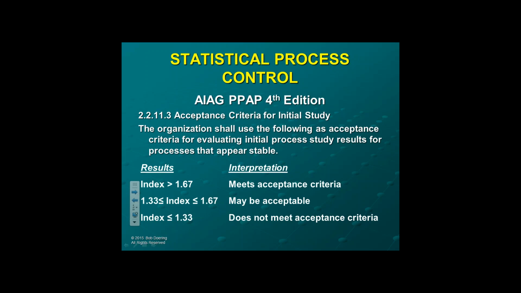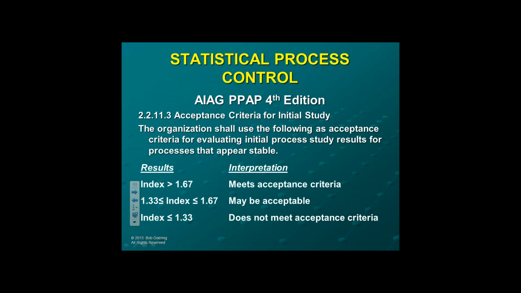First of all, I like to use the automotive industry as a benchmark because they have a lot of people that have been able to take a lot of time to sort through these things. What we have here is the AIAG PPAP 4th edition in section 2.2.11.3, acceptance criteria for initial studies. People are probably very familiar with this, especially these indices that you see at the bottom, the 1.33 and 1.67, being acceptable or unacceptable for capability studies. But often people stop there.